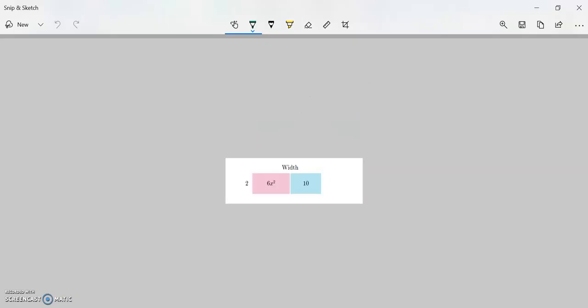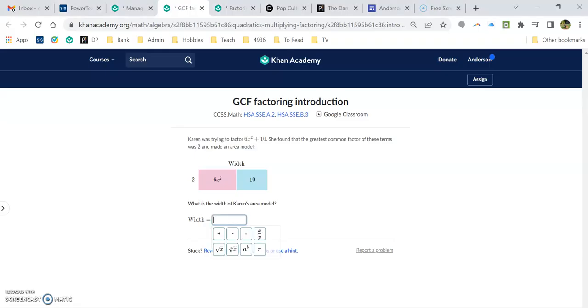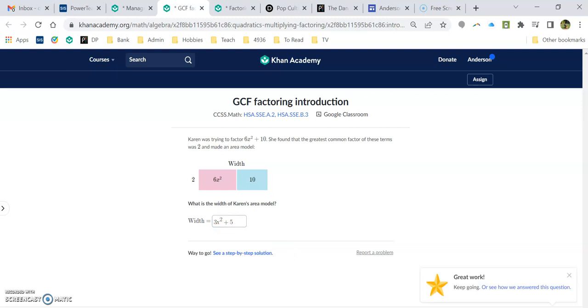So looking at this, 2 times what is 6x squared? Well, 2 times 3, and we're missing an x squared, I mean. And 2 times what is 10? That is positive 5. So 3x squared plus 5 is our answer here. Ta-da! And there we go.